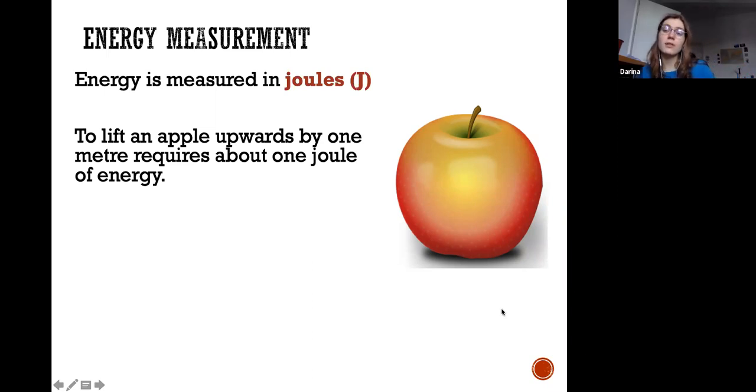Because the only thing I'm changing really is the height of the apple, this would just be gravitational potential energy. I'm raising it at a constant speed, so I'm not really changing anything else about the apple. This would be me using my chemical energy inside my body to transfer into gravitational potential energy of the apple.